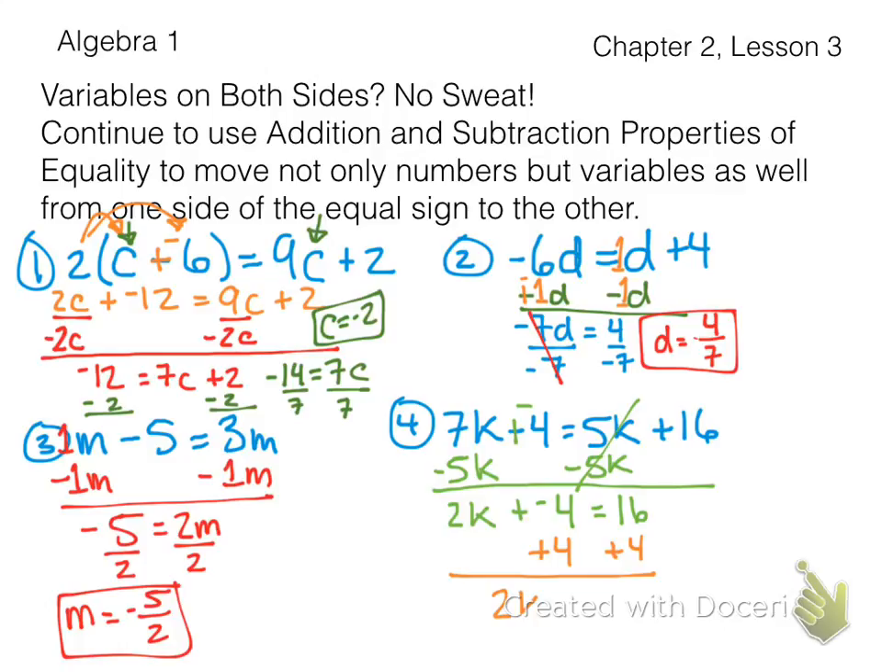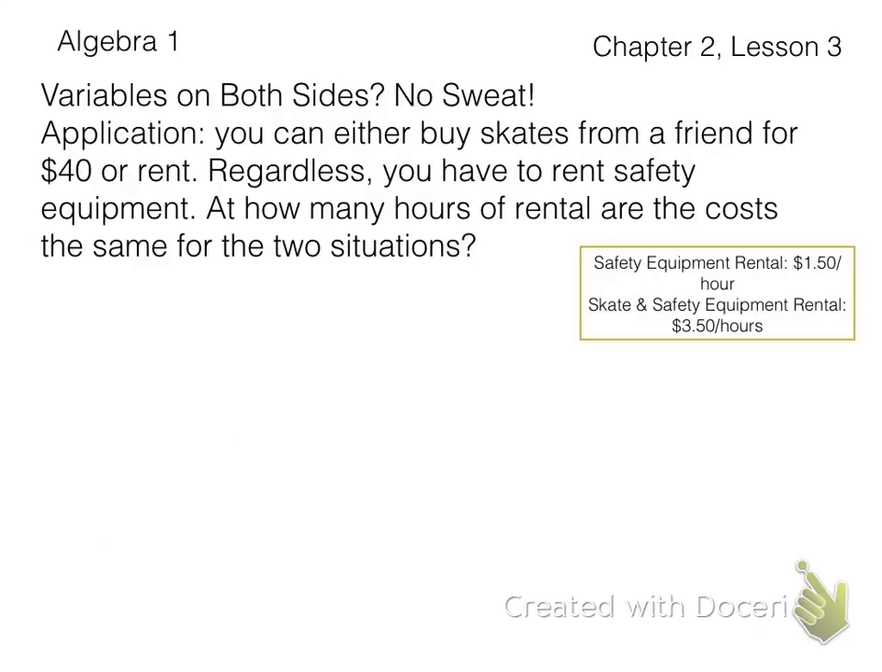And I'm going to get 2k is equal to 20. Divide by 2, divide by 2, k equals 10. There we go. All right, we are ready for the next word problem.